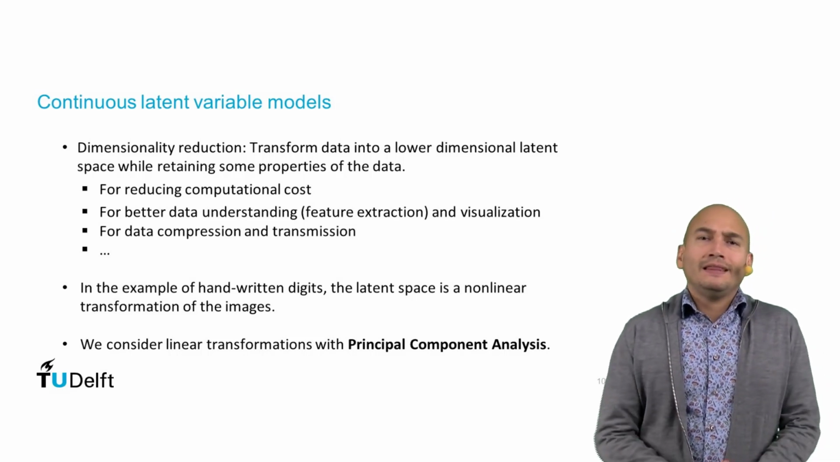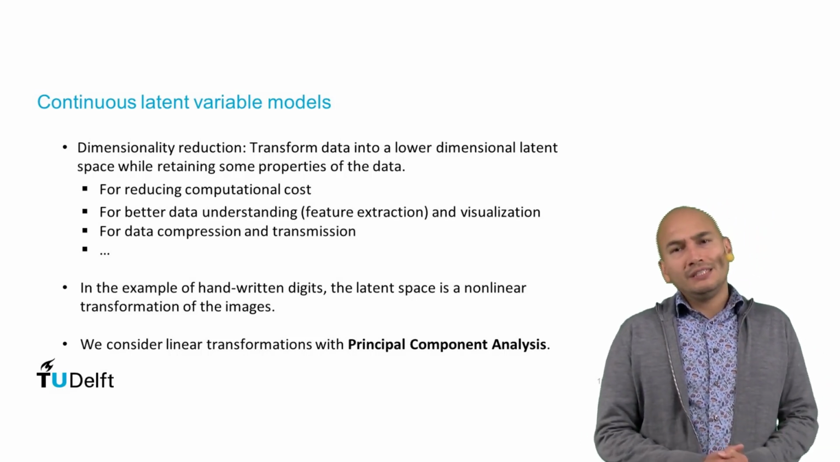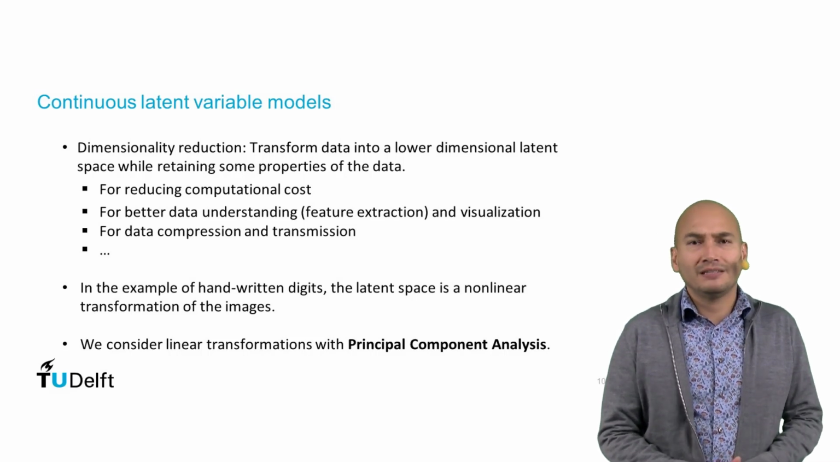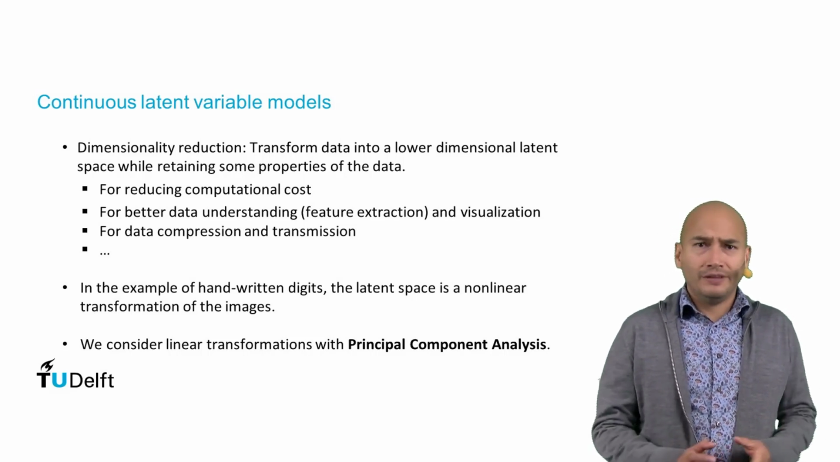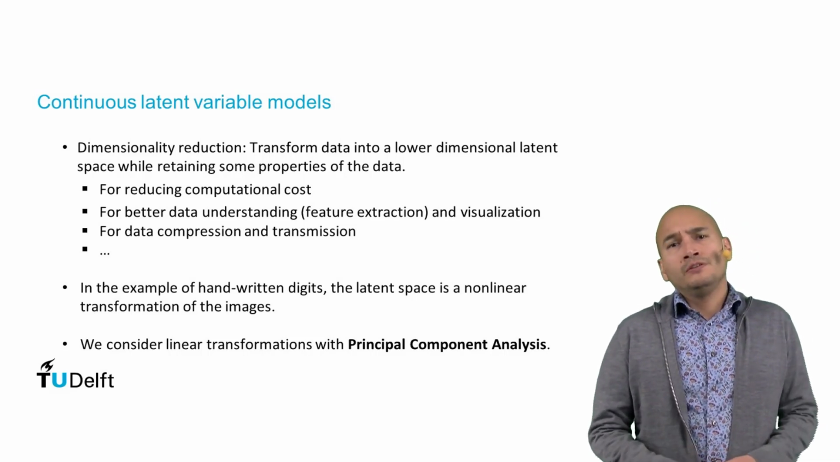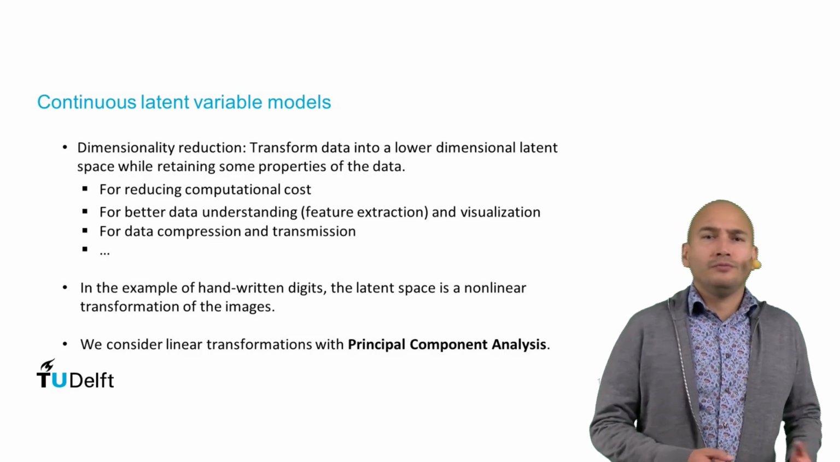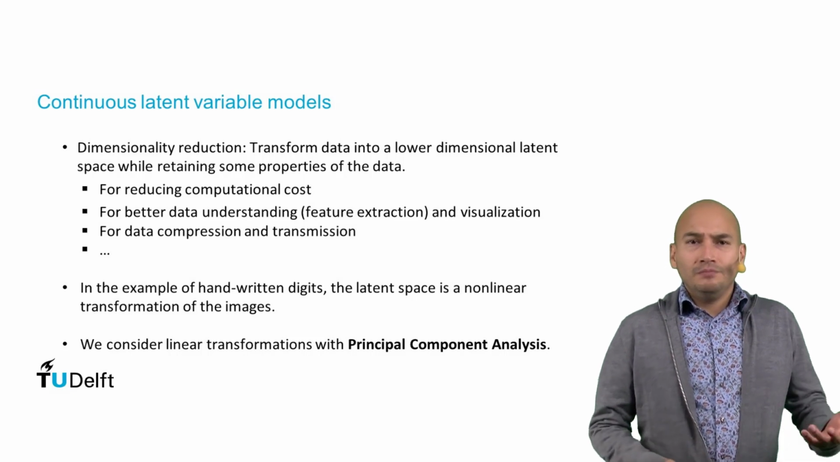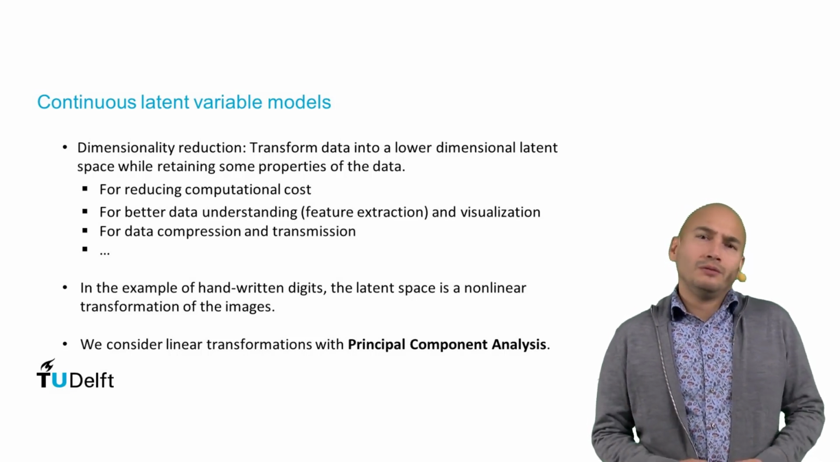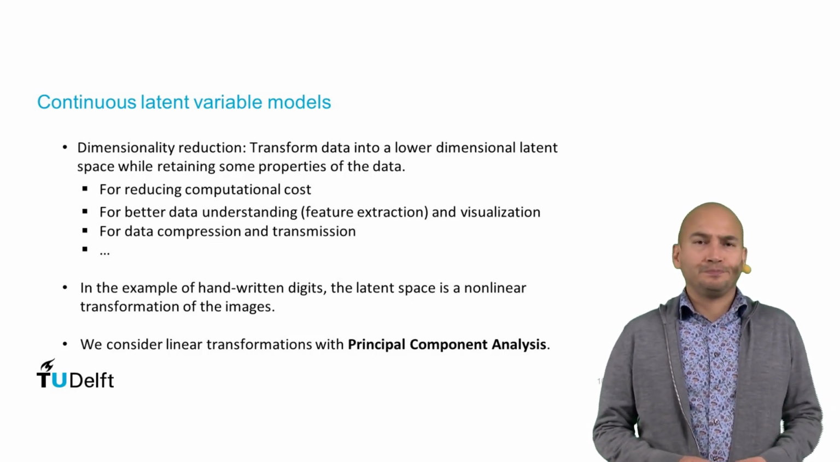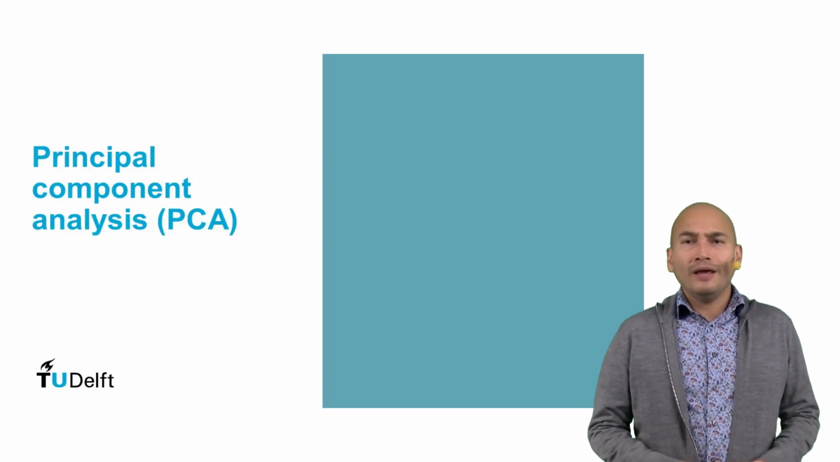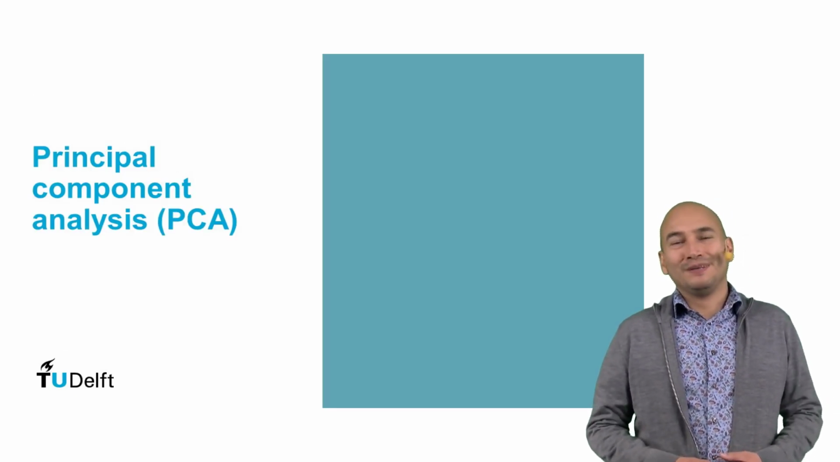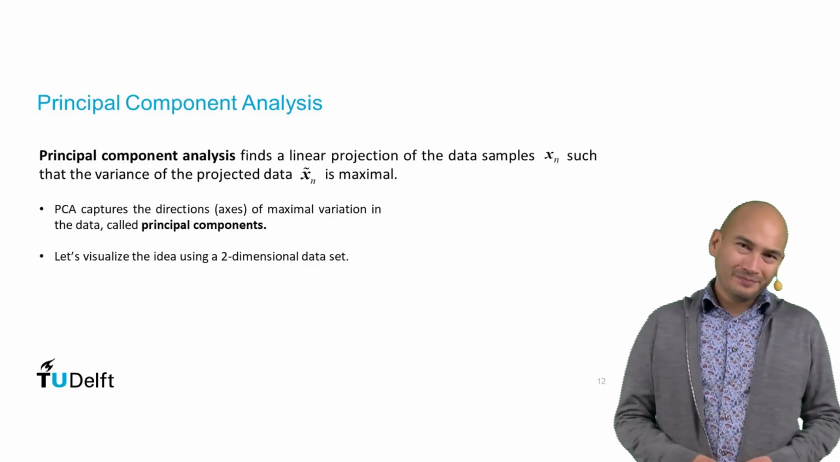Note that in the example of handwritten digits, the latent space is a nonlinear transformation of the image data. So we reduce the dimension number from 10,000 to 3 by nonlinear transformations. Here we consider linear transformations with principal component analysis. Now let's find out what is PCA and how to implement it.